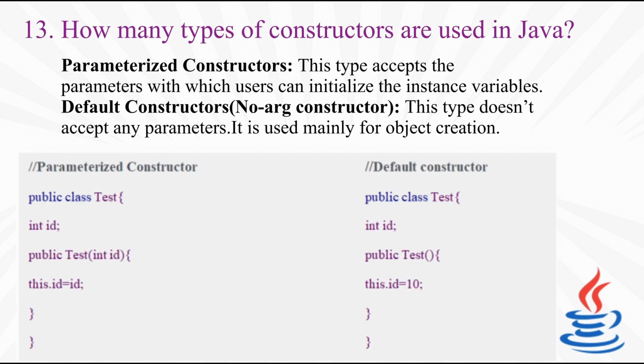Next question is, how many types of constructors are used in Java? Two types: parameterized constructors and default constructors. A parameterized constructor accepts parameters with which users can initialize the instance variables. Users can initialize the class variables dynamically at the time of instantiating the class. But the default constructor, or no-argument constructor, doesn't accept any parameters. Rather, it instantiates the class variables with their default values, and it is used mainly for object creation.